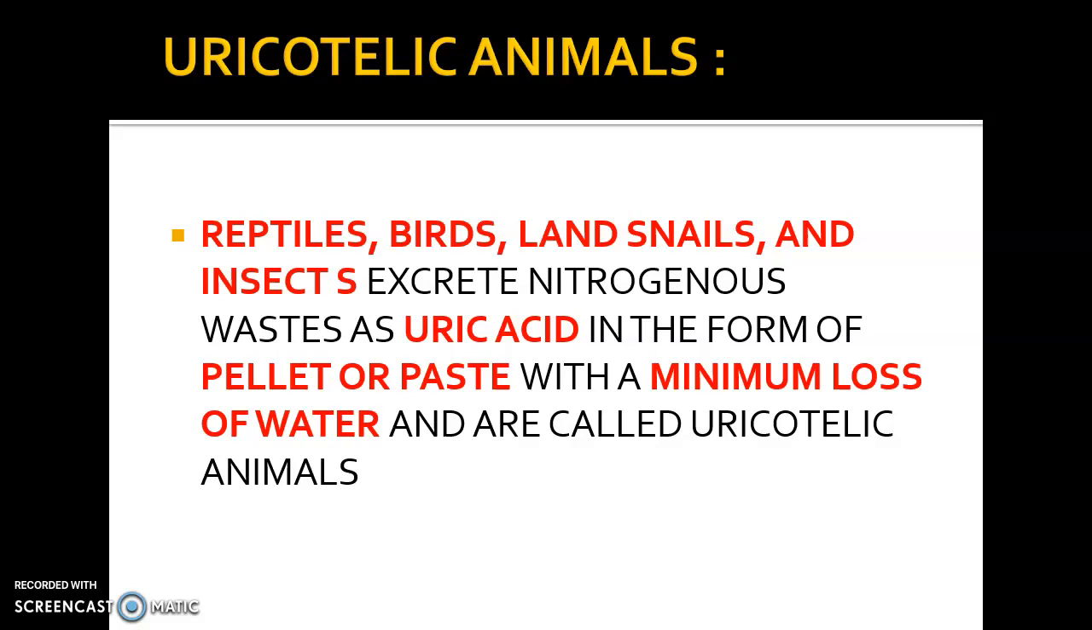So by this, what can we understand? We can understand that the animals given above all produce a kind of solid urine, because urine is liquid, right? So uricotelic animals are much more stingy when it comes to excretion. They don't want to lose even a drop of water. So they have converted their excretory nitrogenous waste into the form of pellet or paste with a minimum loss of water, and are called uricotelic animals. So uricotelic animals are those animals which produce uric acid as their nitrogenous waste. And in what form is it produced? It is produced in the form of pellet or paste.